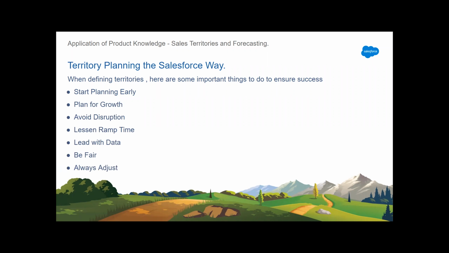So I'll just leave you to read that. Start planning early, plan for growth, avoid disruption, lessen ramp time. You want to lead with data. You want to be fair, and you always want to adjust. Those are the things that you want to take into serious consideration whenever you're trying to do this territory planning management, okay?